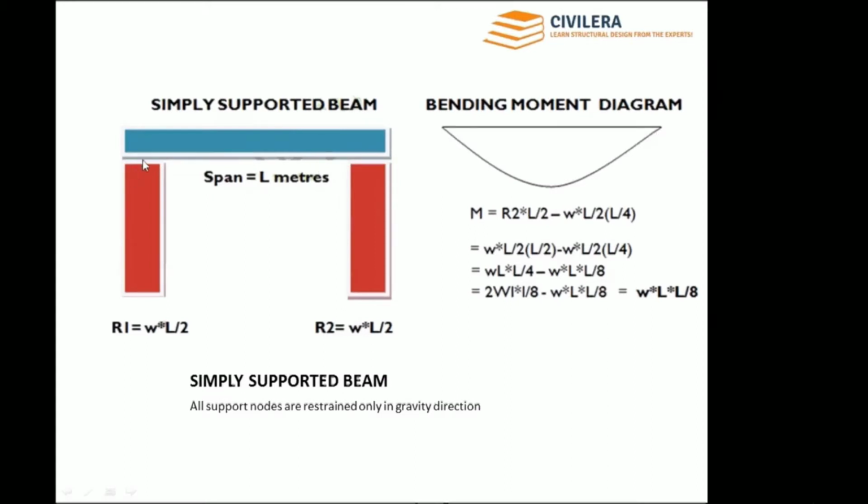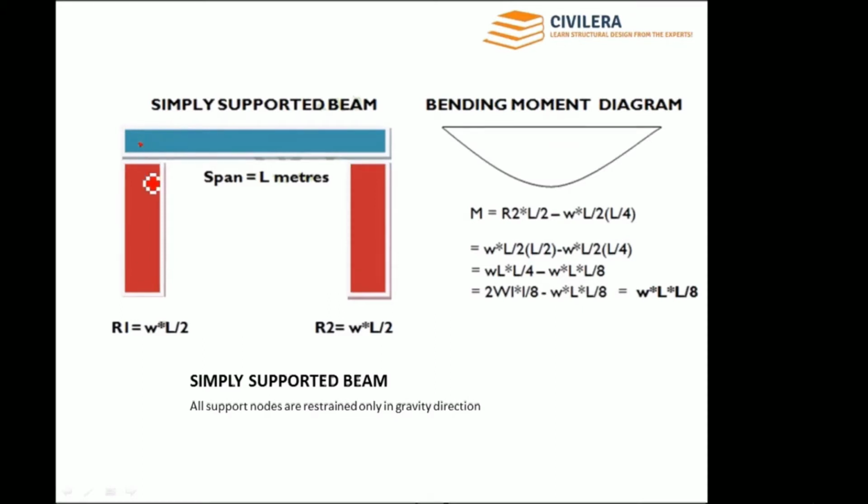For example, any node in a structure has 6 degrees of freedom. It can move in 6 different ways: 3 linear movements and 3 rotations. So it can move in this direction, in this direction, and in a direction perpendicular to the plane of this paper, and it can rotate about 3 different axes. So every node has 6 degrees of freedom.